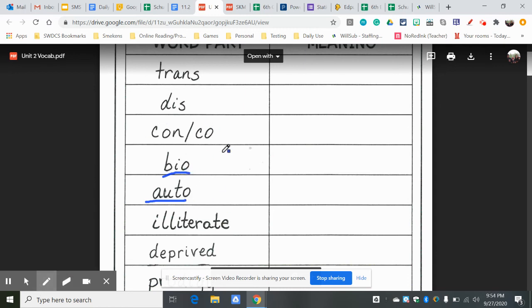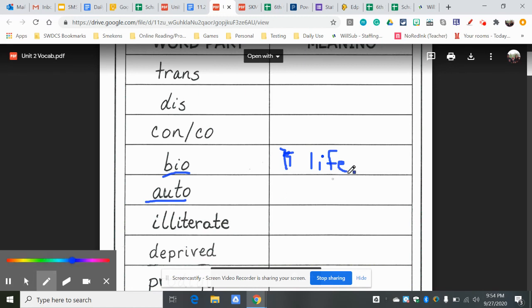So the definition on the front page here for bio, you're going to put, I can't write here correctly, life, or I've got to write a lot neater here, life or living things. Sorry, I'm trying not to have it take forever for me to write. Or living things. And then auto means self, something that can happen itself.